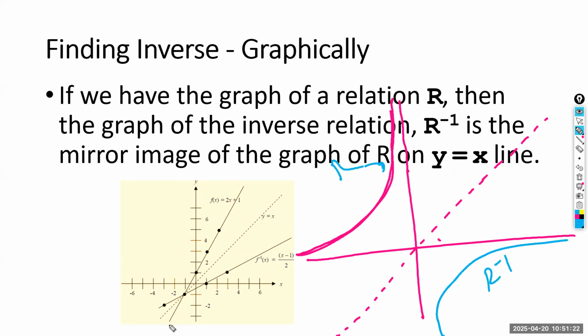Say this is your graph. Then what is the inverse? Draw the y equal x line and draw the mirror image. And this is your inverse. So you need to get a little bit of experience with this.